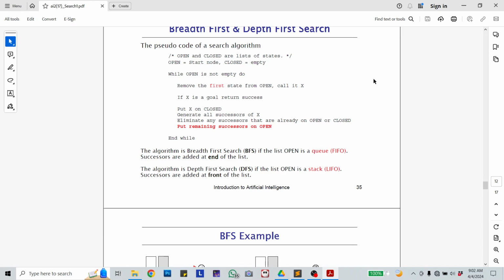And then we have the depth first search algorithm, that is the stack, that is the LIFO, last in, first out. Definitely, when you go to a bank, you can't go and say the last person on the line will be served first.